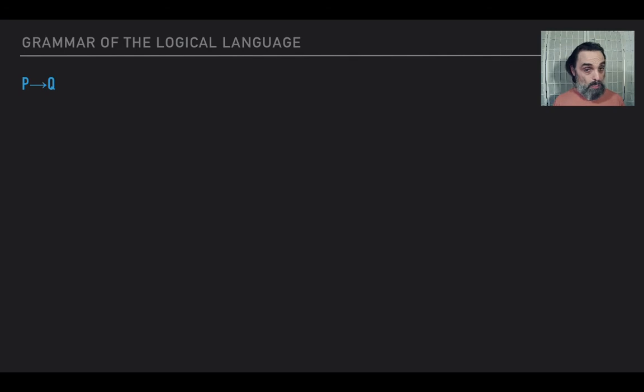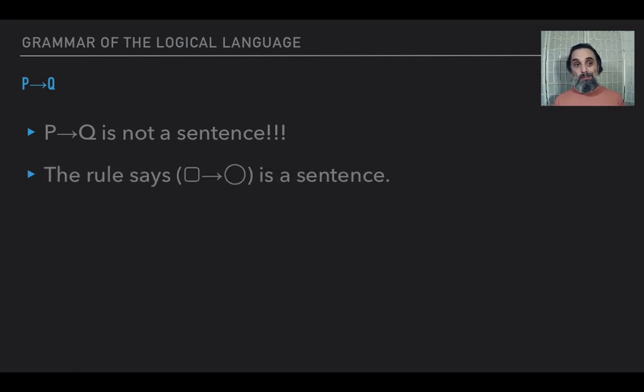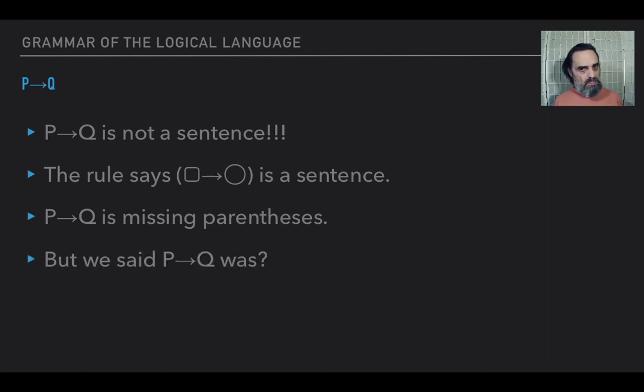Consider this: P arrow Q. According to those rules, P arrow Q is not a sentence because we have one rule for forming sentences with arrows, and it says there needs to be parentheses, right? They need to start with the parenthesis and end with the parenthesis, but this thing, P arrow Q, doesn't have the parentheses. Well, so that's a problem. We said that P arrow Q was a sentence before. So what's going on? How do these rules that I've just laid out relate to what we said before?